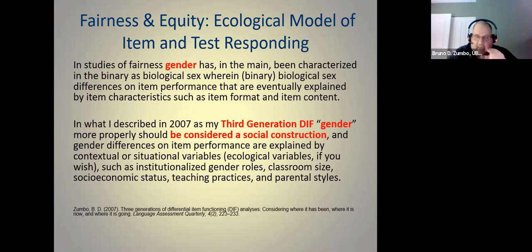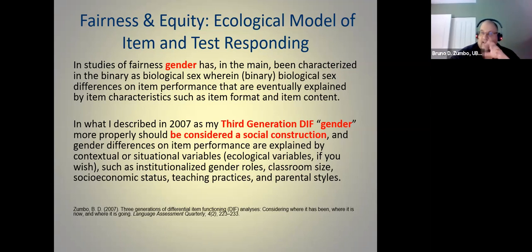Here I want to highlight the ecological model of item and test responding that emerged formally in 2015, by myself and a group of my research collaborators and graduate students, in the journal Language Assessment Quarterly. You'll see a reference to it in a moment. But it builds on my first, second, and third generation of DIF.